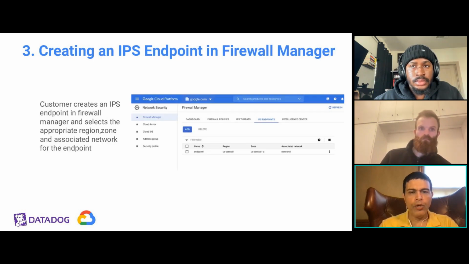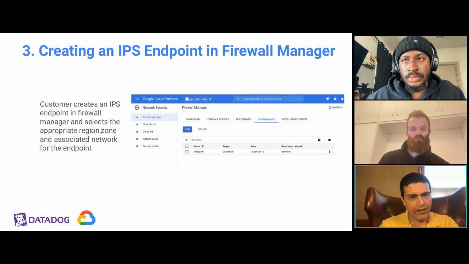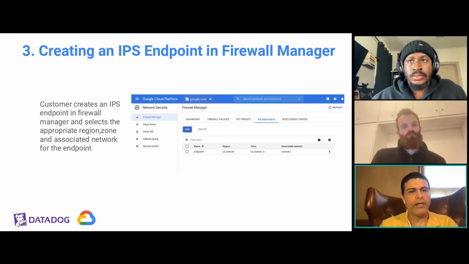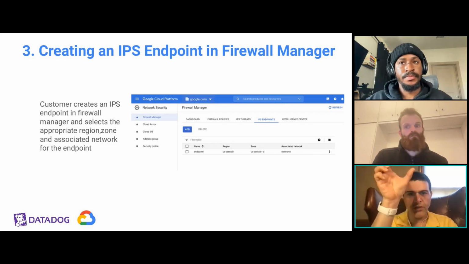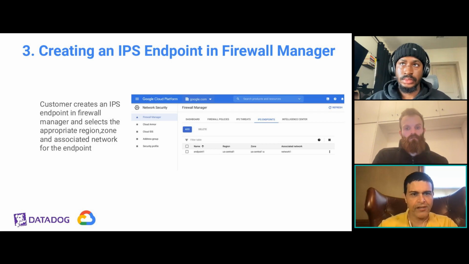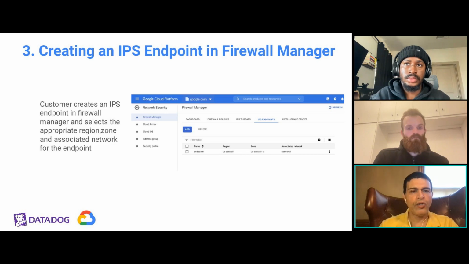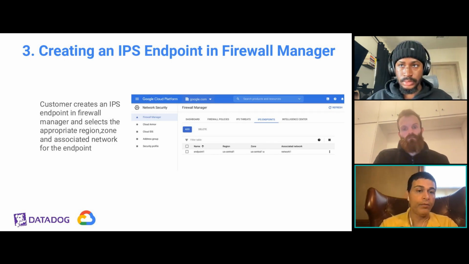Now, you create your IPS endpoint. And by the way, something I forgot to mention, it's under the network security tab here, right? So as you know, inside Google Cloud Console, you have a network security tab and you have a bunch of services here. You have Cloud Armor, you have Cloud IDS, and a bunch of other services. So Cloud Firewall Plus is just a new tab that we have added. So here you go under the Firewall Manager and you say, create that IPS endpoint for me.